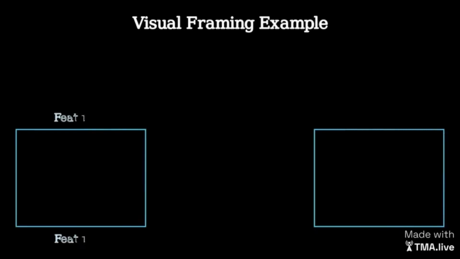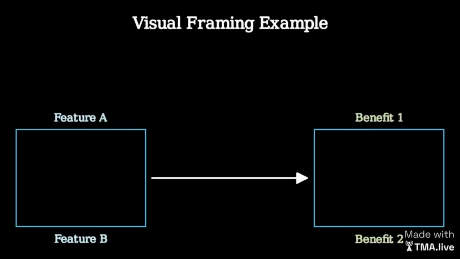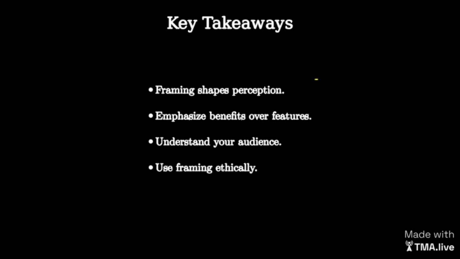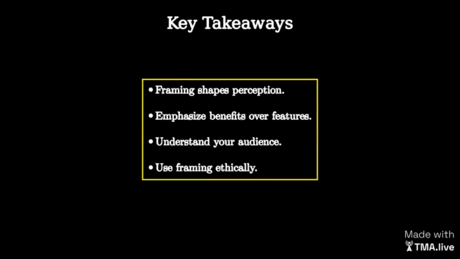Visually, framing can be represented by showing a product with its features emphasized on one side and the same product with its benefits emphasized on the other. Notice how the focus shifts from what the product is to what the product does for the user. In conclusion, the framing effect highlights how the presentation of information can shape perception.